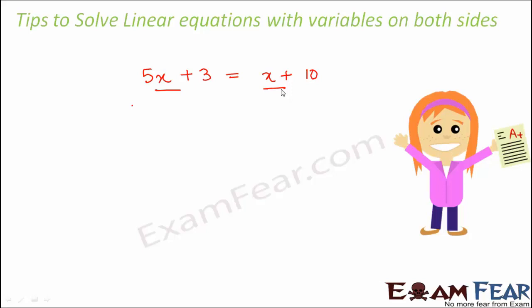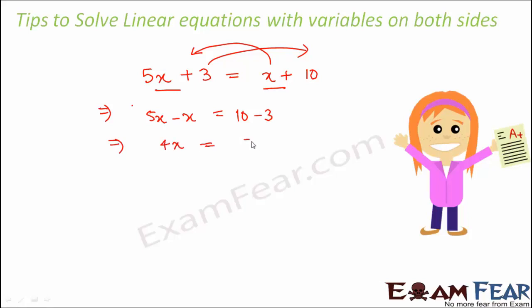So again here also we will follow the same trick. We will try to collect all the variables on left hand side. We will try to send all the constants to the right hand side. So for that what we would do, 5x minus x. So this x would have come this side and this 3 would go this side. So this would become 10 minus 3. So 5x minus 1x would be 4x. 10 minus 3 would be 7. So therefore x will be equal to 7 by 4. So this would be a solution for this equation.